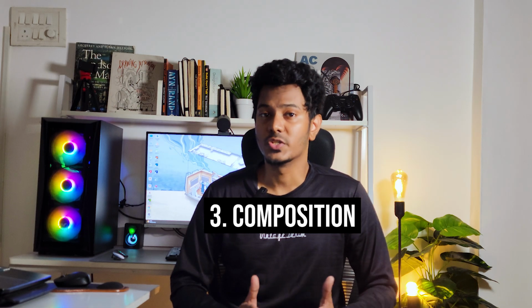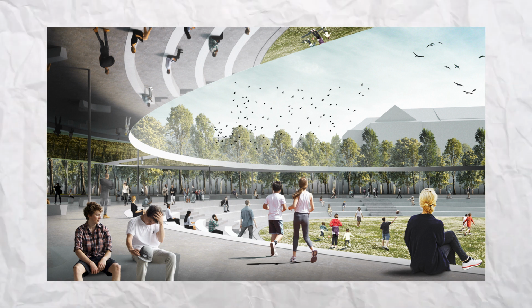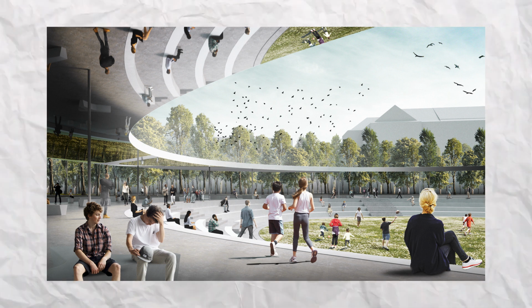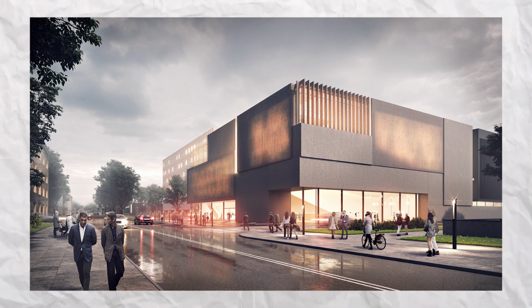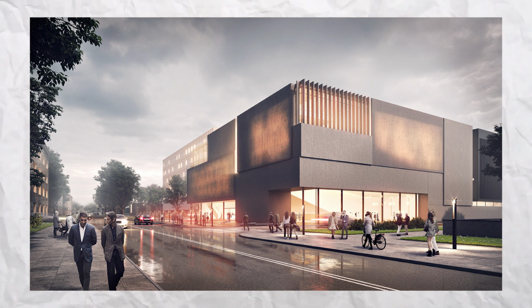Number 3 is compositions. We just spoke about eye levels, but sometimes adding people just along a single line might not be enough. We will have to think about how the composition leads the eyes of the viewer around the image. If there's a specific focal point in the rendering, do the human cutouts enhance that specific focal point? Let's take a look at some examples right here.